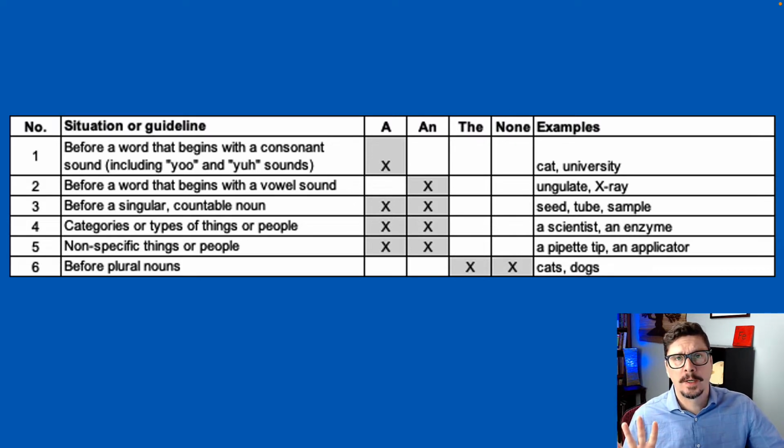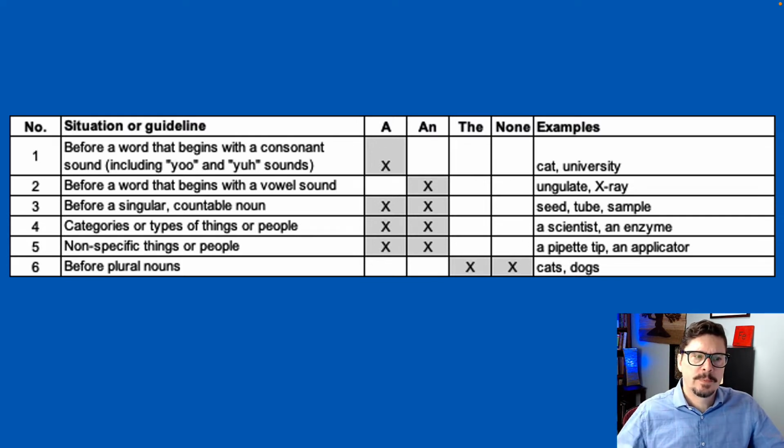Situation number four is for nouns that are categories or types of things or people. You would use a or an. So, for example, a scientist or an enzyme. Scientist is a category of careers, and enzyme is a category of proteins.